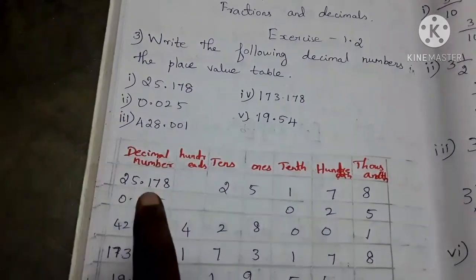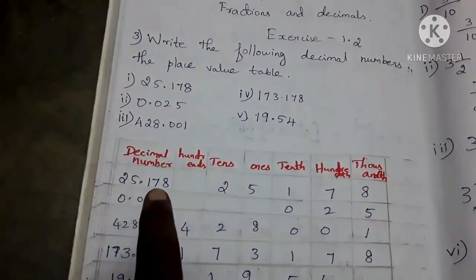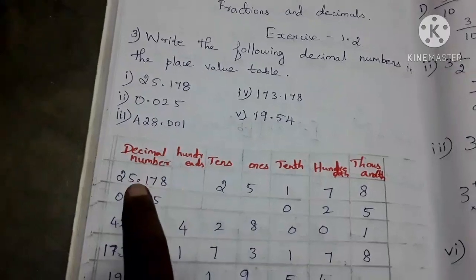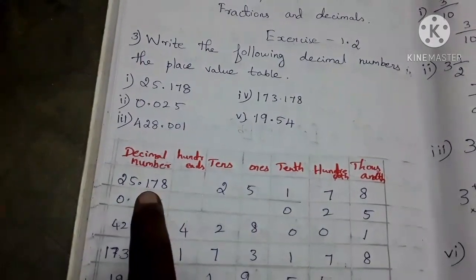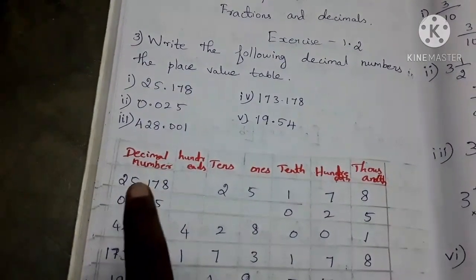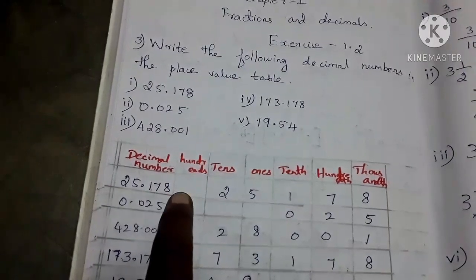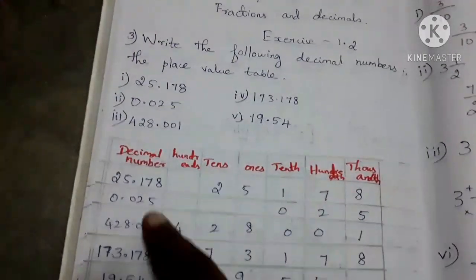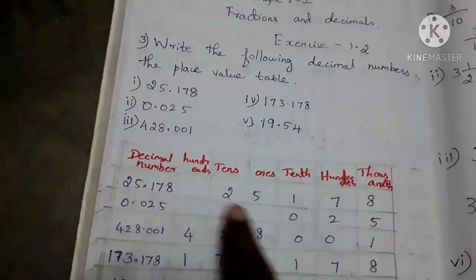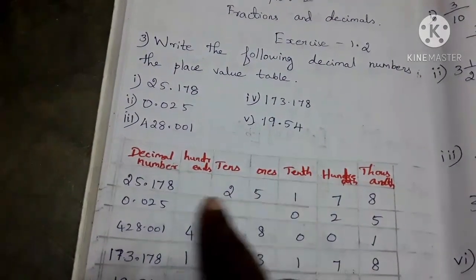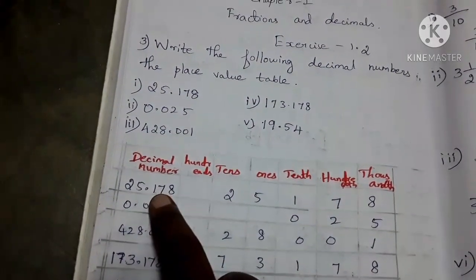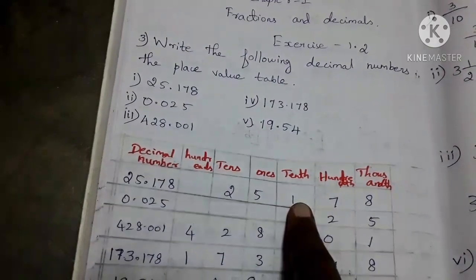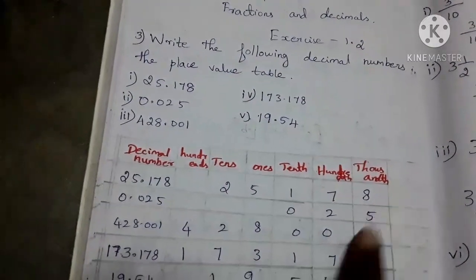25.178. So this is very important. After the decimal point, you don't say this is 178. After the decimal point, you have to read the number digit by digit. 25.178: 5 in the ones place, 2 in the tens place. So next one is tenth, hundredth, thousandth. So we write tenth, hundredth, thousandth.